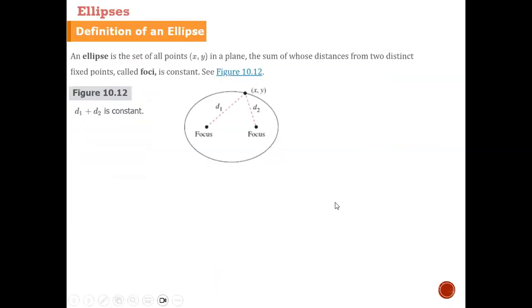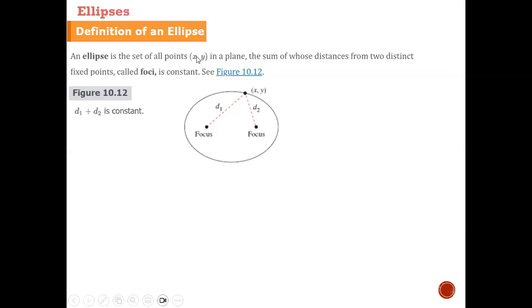Okay, so moving on, the next conic that we're going to be studying is the ellipse, okay? So what is an ellipse? An ellipse is a set of all points in a plane, the sum of whose distances from two distinct fixed points, the foci, is constant. So one of them is a focus, but we have two of them. The plural for focus is foci, okay?